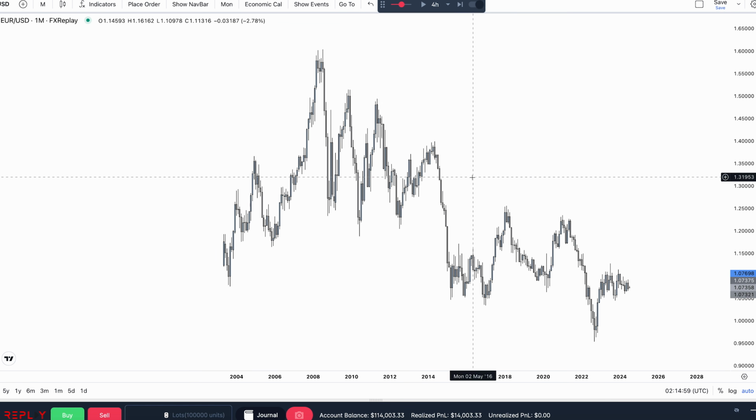So if we went to the 1 month time frame, you can see we have data here all the way back to 2003.